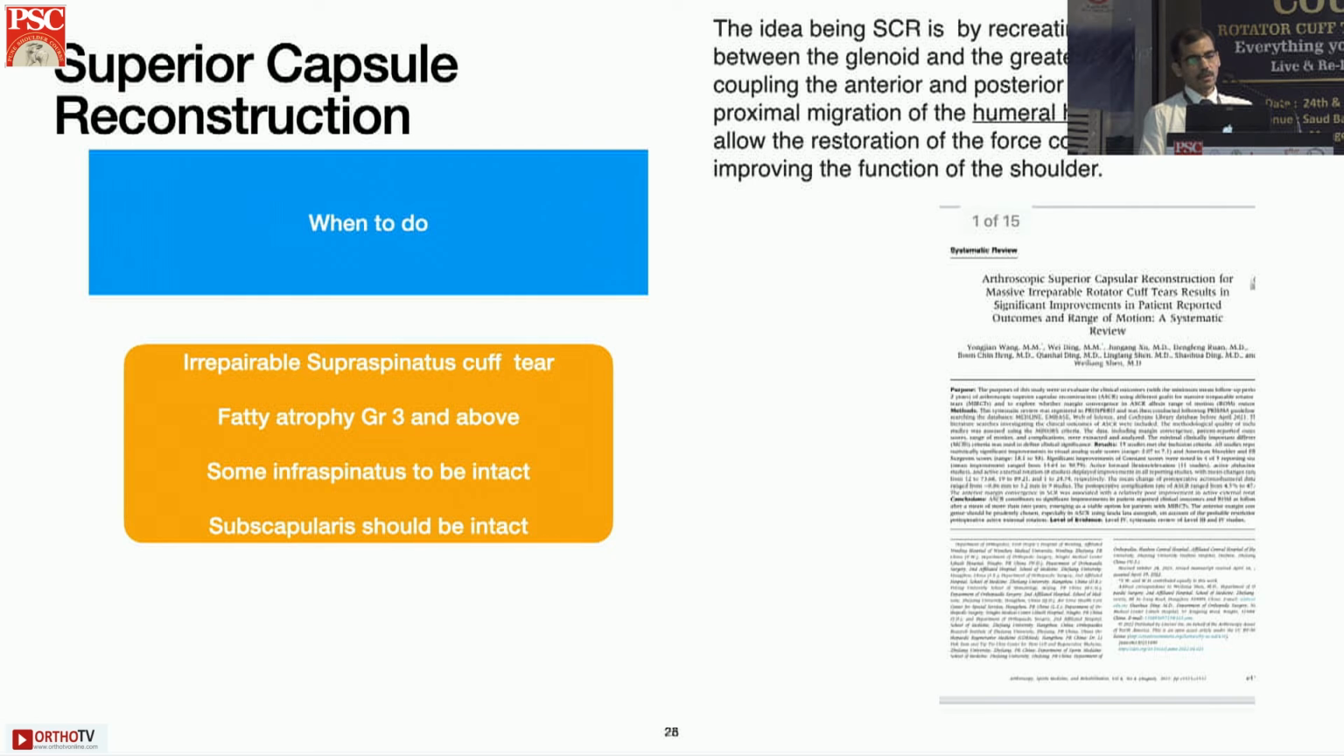So the ideal candidate for SCR is someone with an irreparable supraspinatus cuff tear, but the fulcrum is that you need to have an intact subscap, and the infraspinatus should also be intact. If that is not intact, then SCR may not be the best option for these patients.